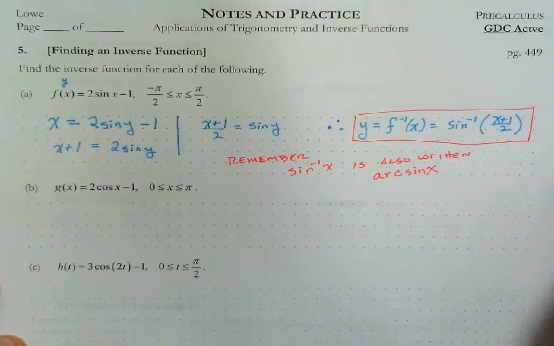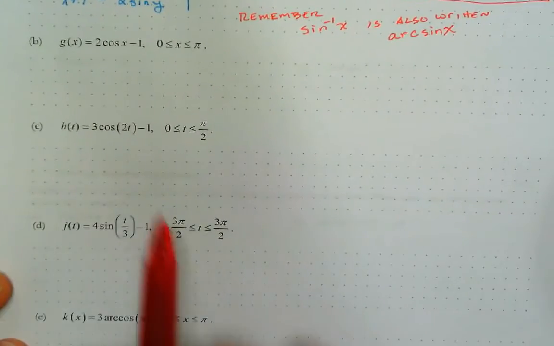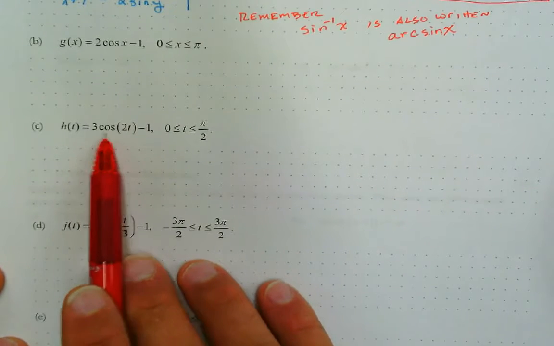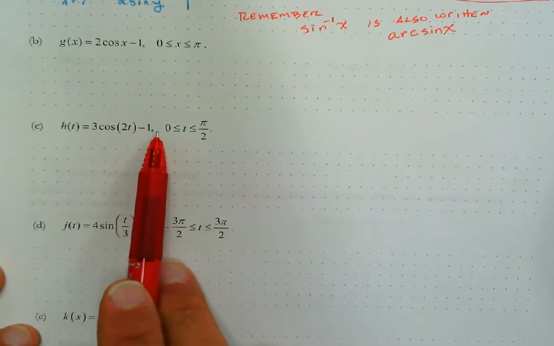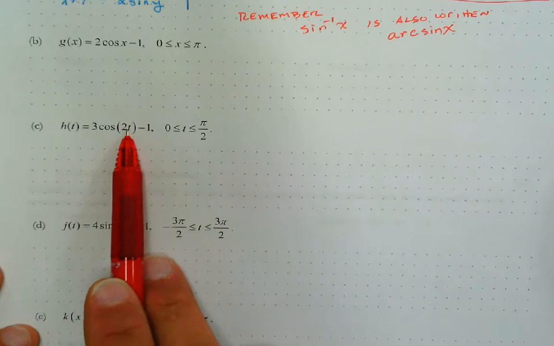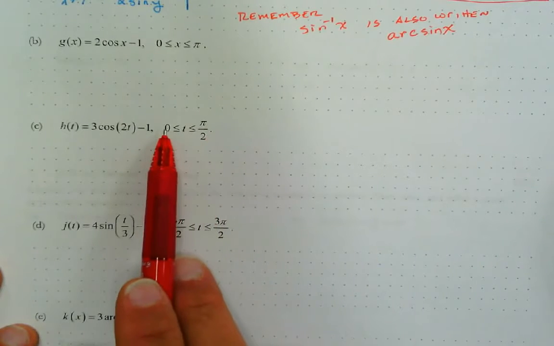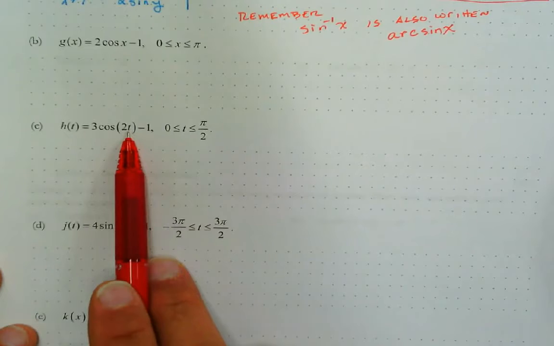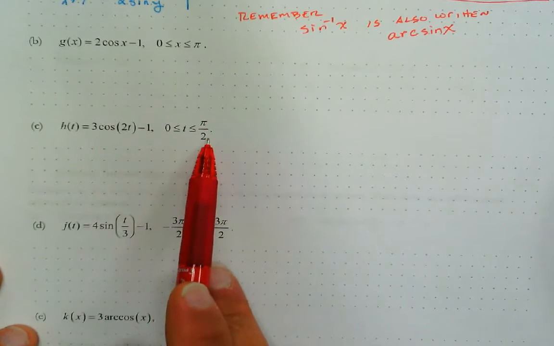Okay. What about another one of these? Well, let's come down here and look at part C. Right here we have a function, and it's 3 cosine of 2t minus 1. Notice with 2t that I changed this domain. Usually I have a restricted domain from 0 to pi, but now with this 2t, I'm going to restrict the domain from 0 over 2 to pi over 2.